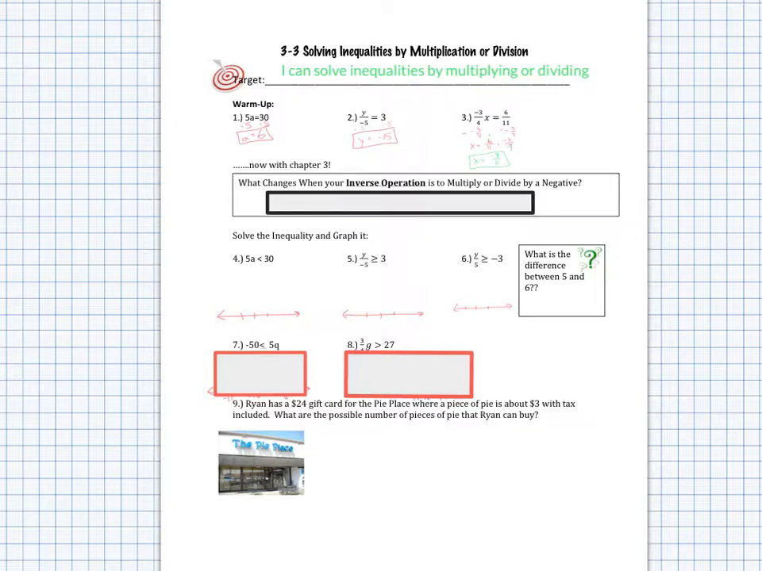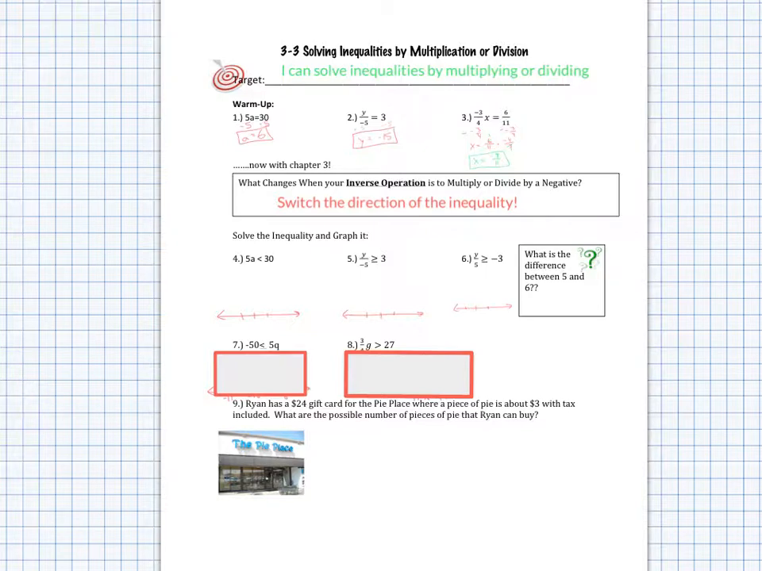For Chapter 3, again, just like in the last lesson, solving these is done the exact same way. Whatever is happening to the variable, in this case we've got coefficients, we do the opposite operation to solve it. So how is this going to be different with inequalities? Well, there is one slight difference. And you can see there on your notes, what changes when your inverse operation is to multiply or divide by a negative? Well, we switch the direction of the inequality.